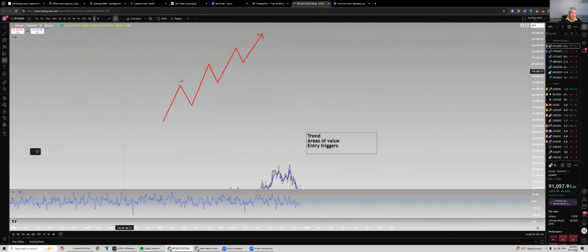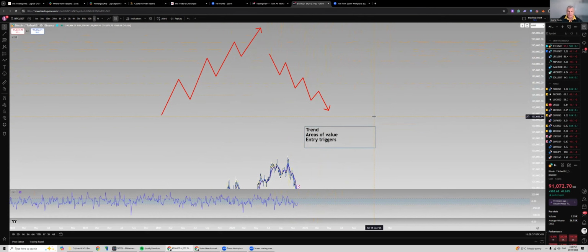Now, if we've got bullish market structure on the daily time frame, but bearish market structure on the 1 hour time frame, I stay out, because trends will change on the smaller time frame before they change on the higher time frame. Now, the next thing I'm looking for is areas of value, okay?